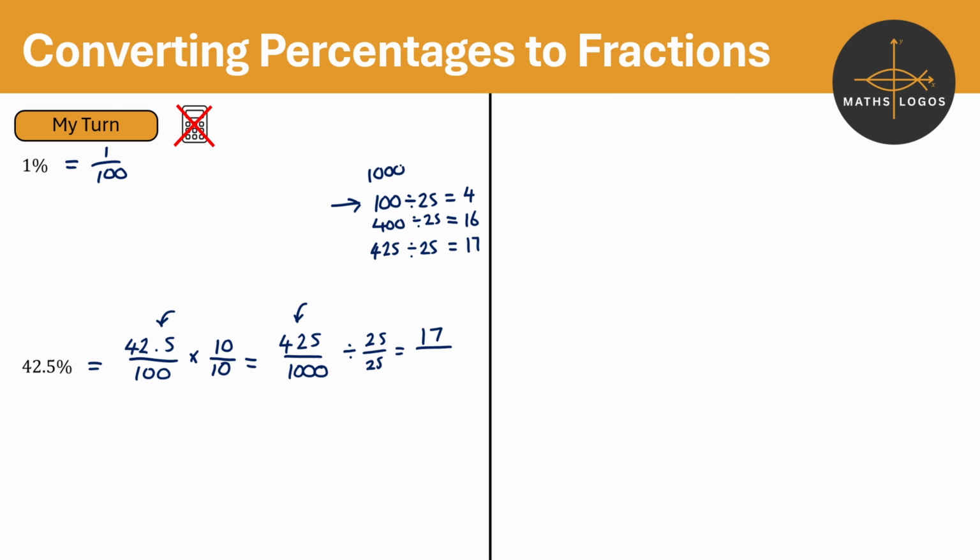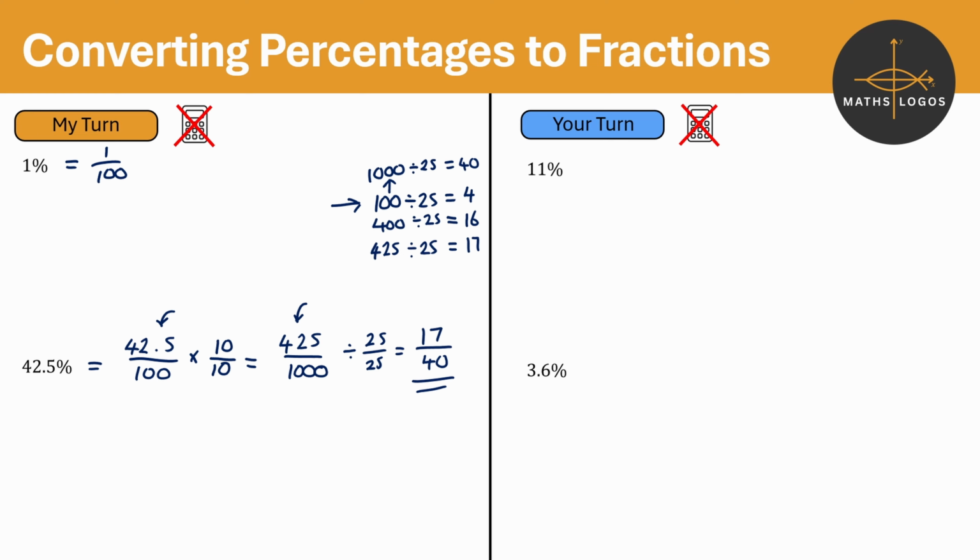But have a think what 1,000 divided by 25 is going to be. Well, the answer to that question is how we relate 100 to 1,000. 1,000 is 10 times bigger. In other words, 25 is going to go in 10 times more than it did to 100. My answer is 40. So 42.5% is 17 over 40.